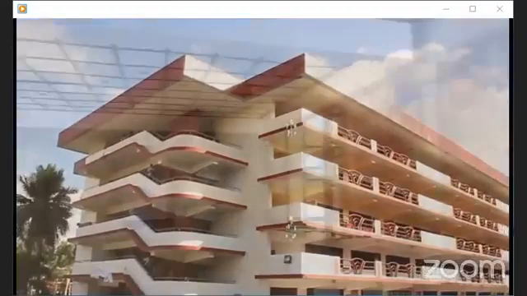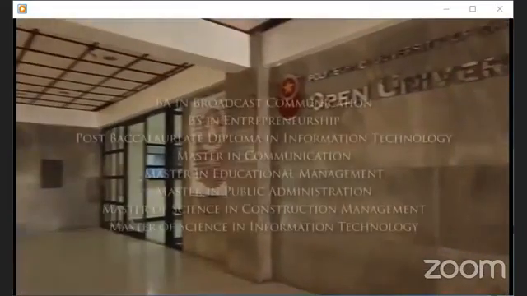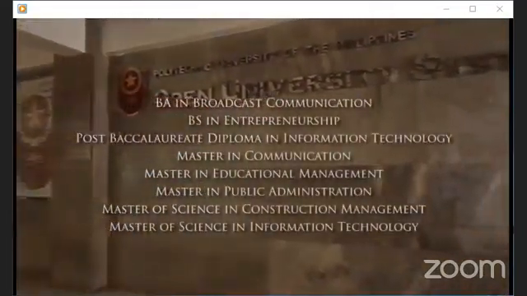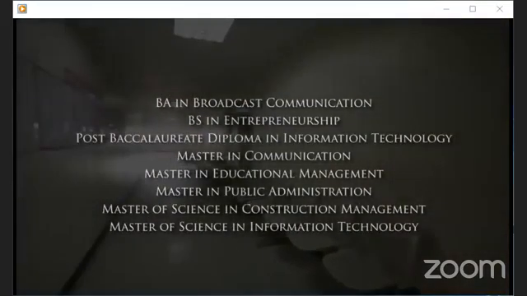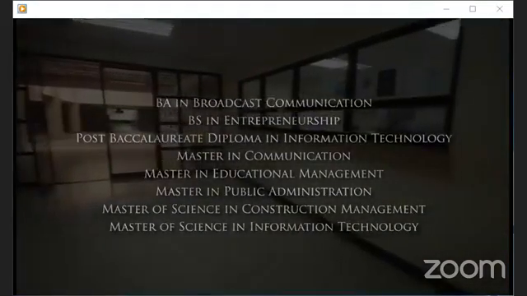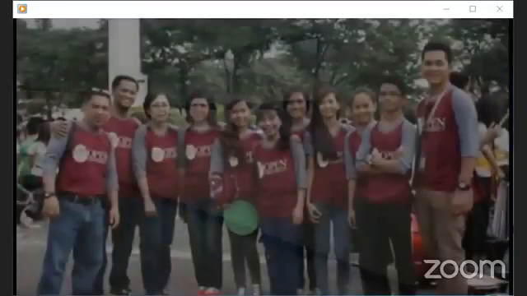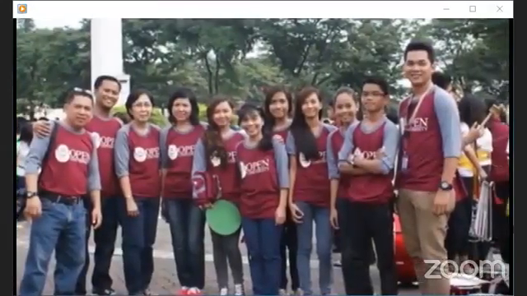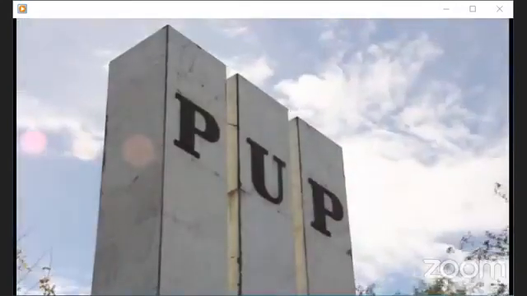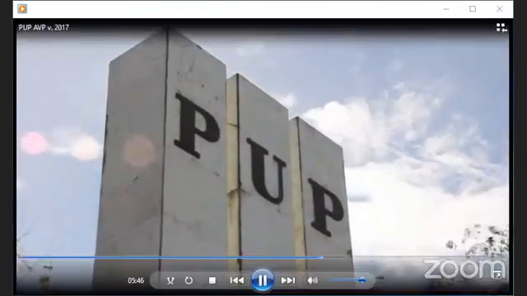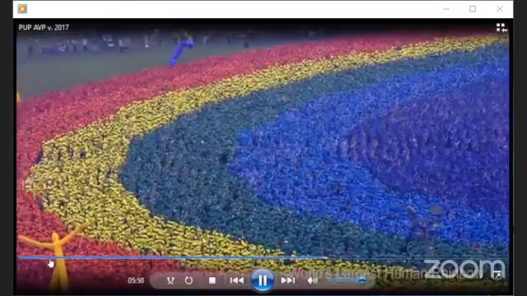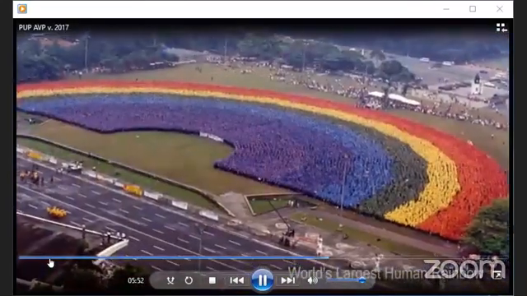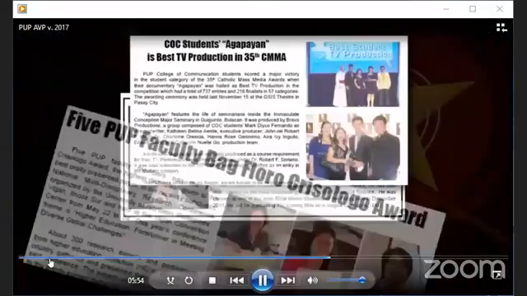PUP further strengthens its open university system through expanded tertiary education equivalency and accreditation program and the non-traditional system program. It caters to borderless educational system that aims to reach as many learners as possible. For more than a century of existence, countless outstanding achievements have raised PUP to the level of a national comprehensive university.